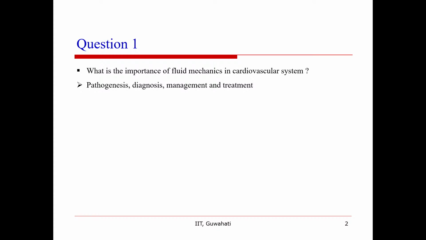Okay, so the first question was, what is the importance of fluid mechanics in the cardiovascular system? If we look at the cardiovascular system, it is basically a very sophisticated plumbing system. You have a number of pipes of different diameters. The largest pipes here are the aorta and vena cava, which have diameters of 2 to 3 centimeters. Then the smallest pipes, about 10 micron in diameter, are the capillaries.